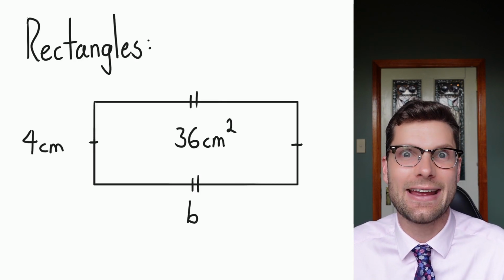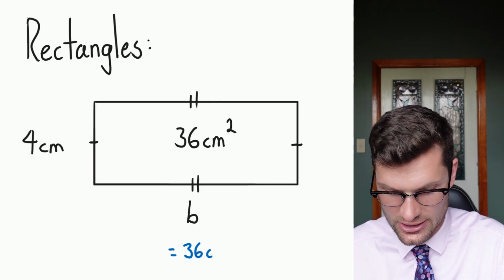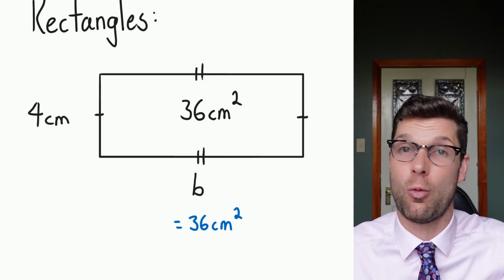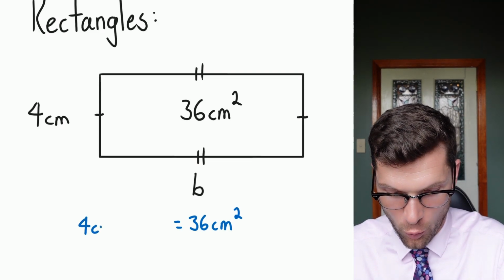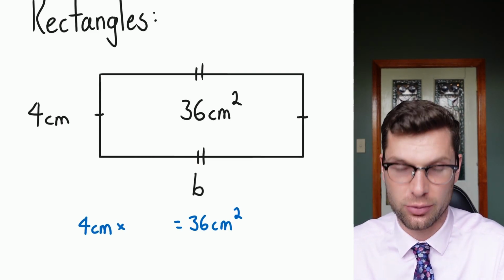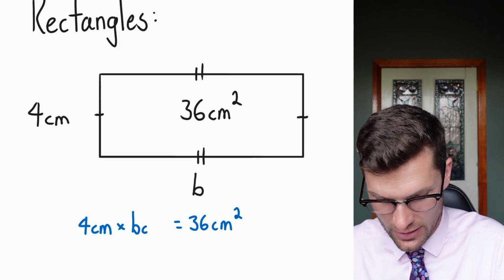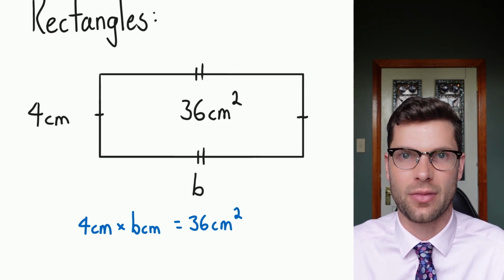So I know what my answer is again for this one. I know that the final answer is equal to 36 centimeters squared. But before I get to that, I've got to work out what sentence would make this true. So I know that the 4 centimeters has to be multiplied by the base. That's how we find the area of a rectangle. So this is going to be 4 times the base in centimeters as well.